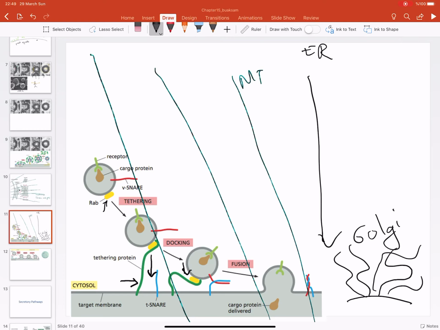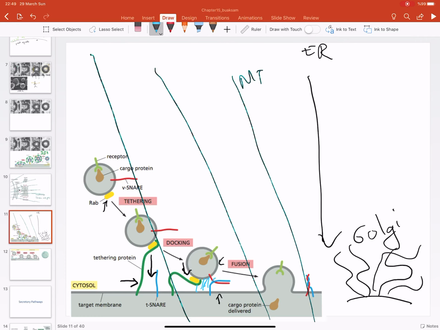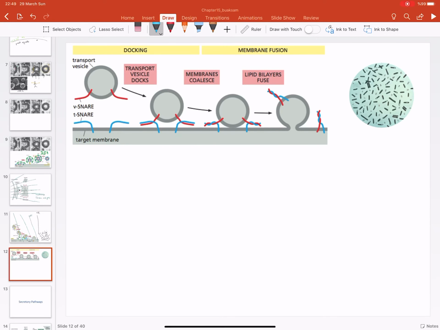But again, it cannot fuse this membrane and this membrane because these two are hydrophobic, and in the middle, there are water molecules. And we know that water is hydrophilic. So these two membranes have to push away this water and they have to fuse. Once they push away the water, fusing is not that difficult.